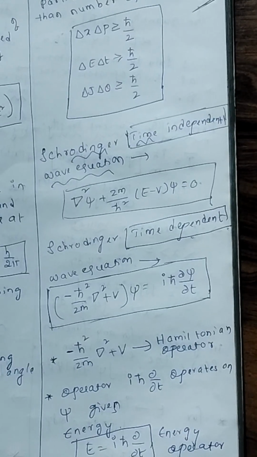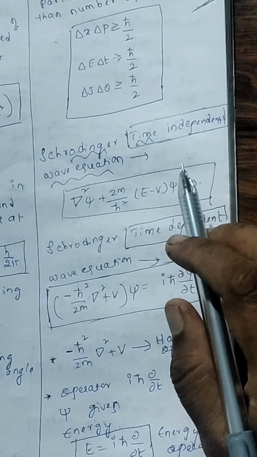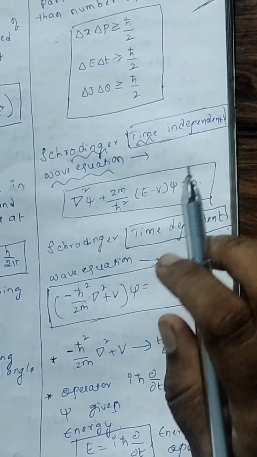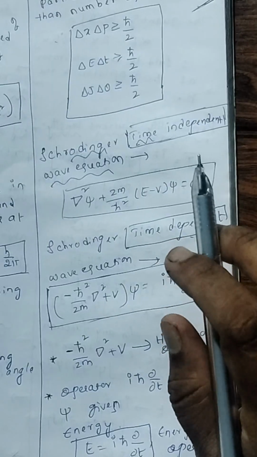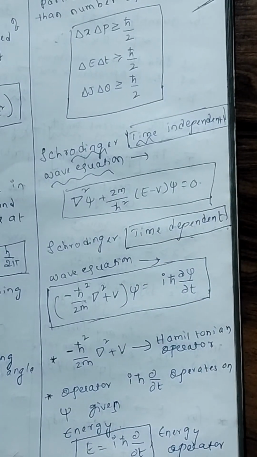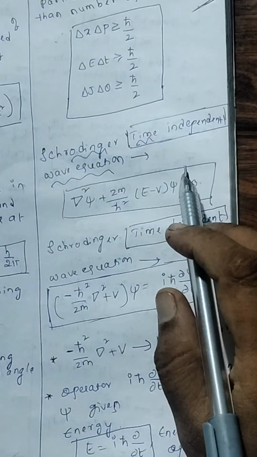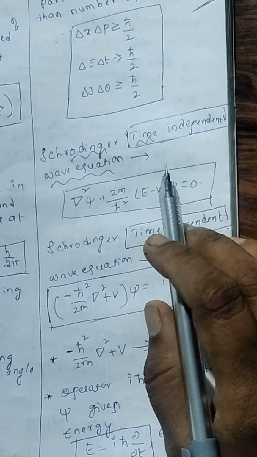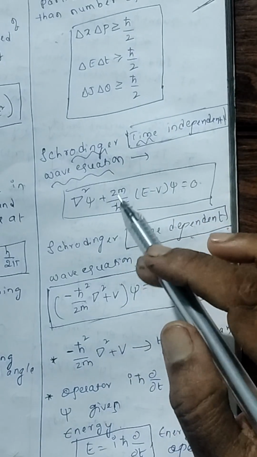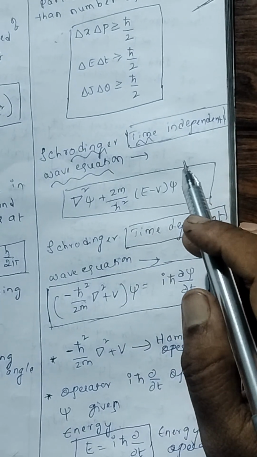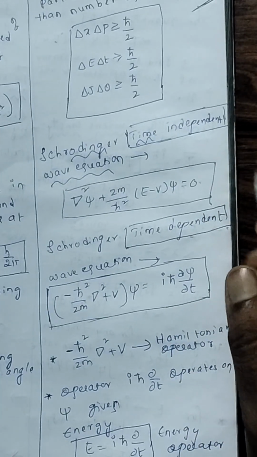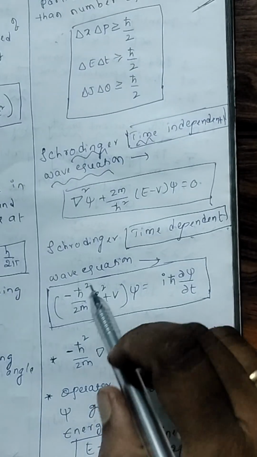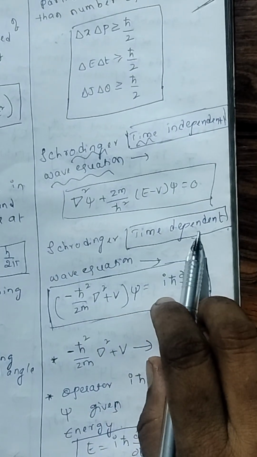And also it finds the specific wave functions and energies of the system where potential energy does not change with time, and it is represented with eigenvalue equations for the energy operator, right? Now next, let us go for the Schrodinger time dependent wave equation.